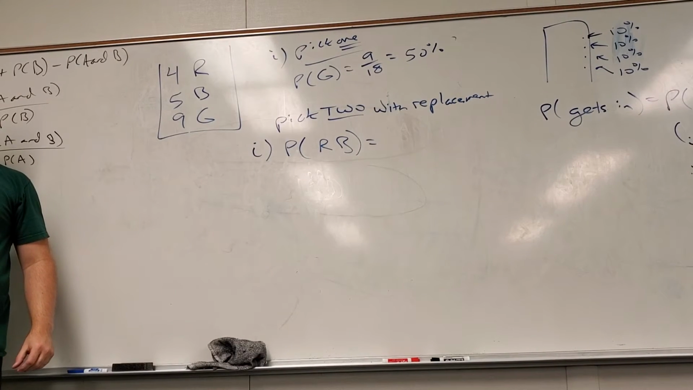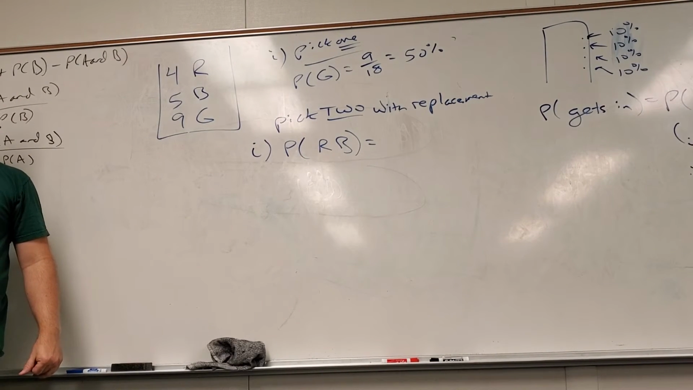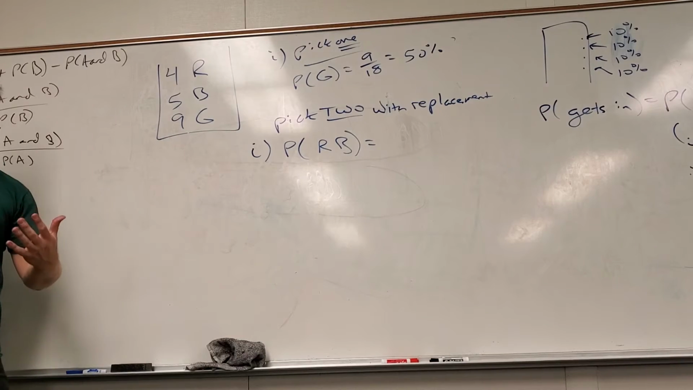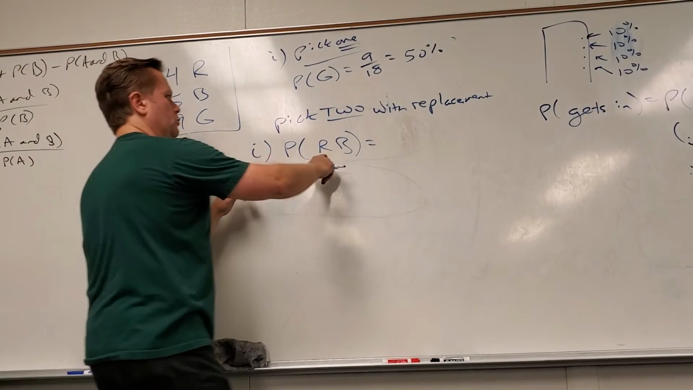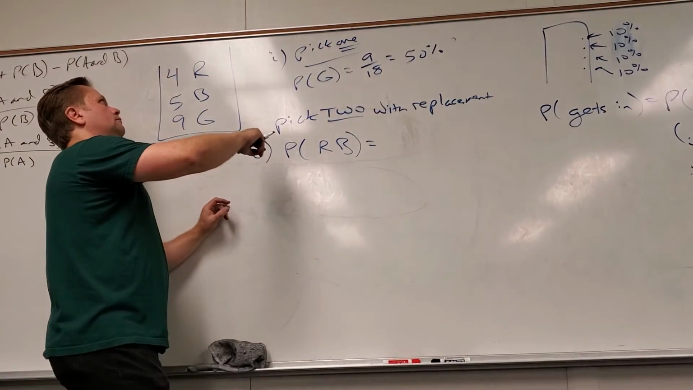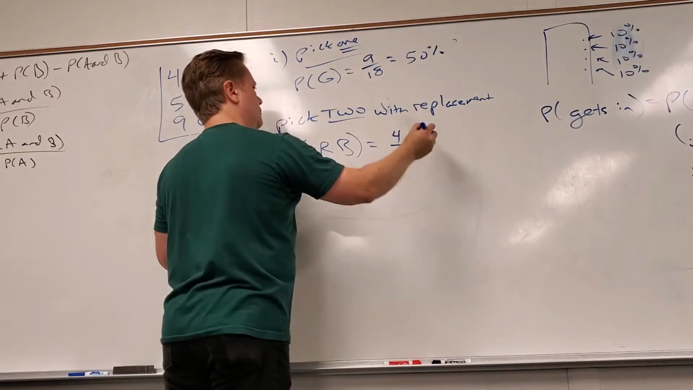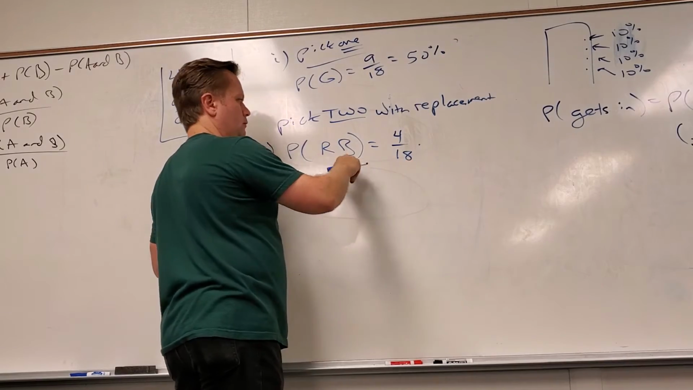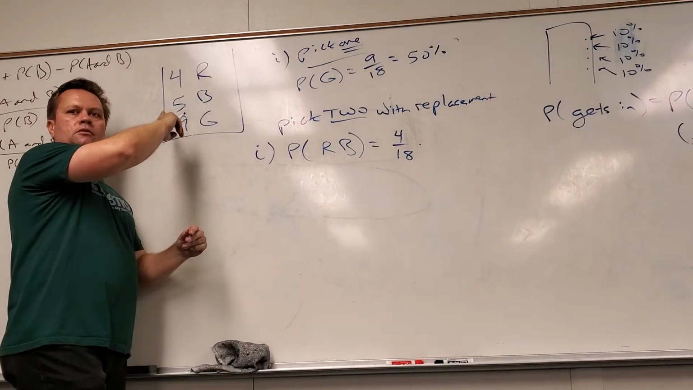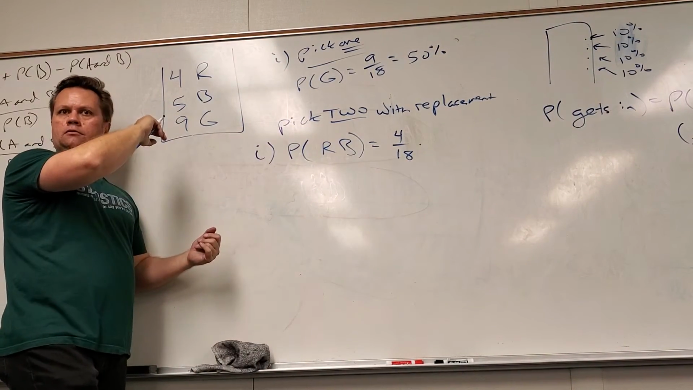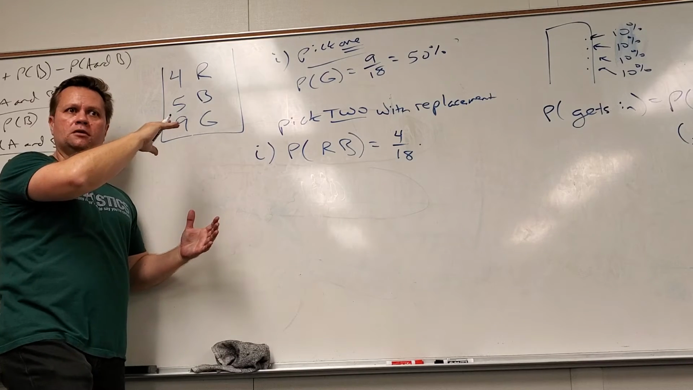So am I going to add, or am I going to multiply? Multiply, because it's "and," right? What's the probability the first one is red? 4 out of 18. Put it back in. Times. What's the probability the next one's blue? 5 out of 18. Is everybody with me?